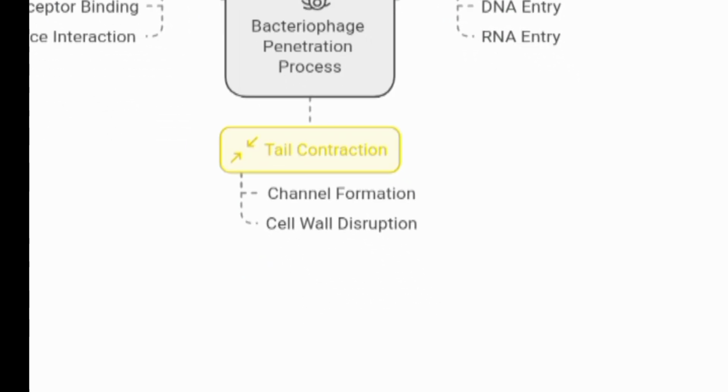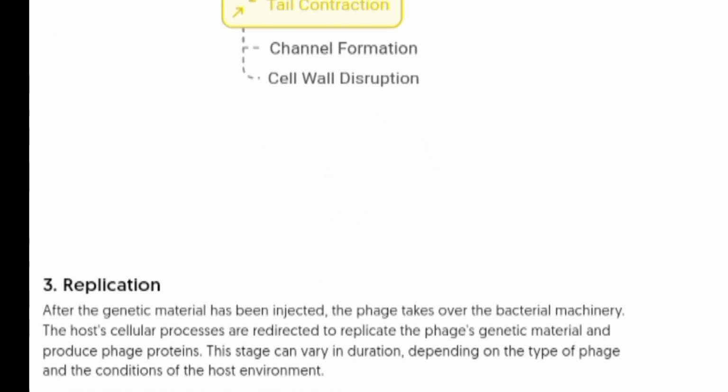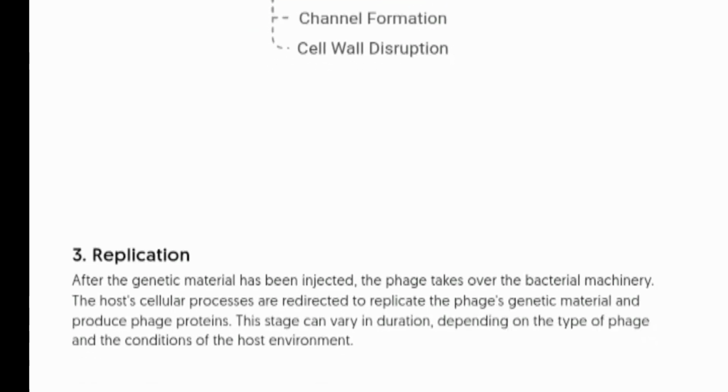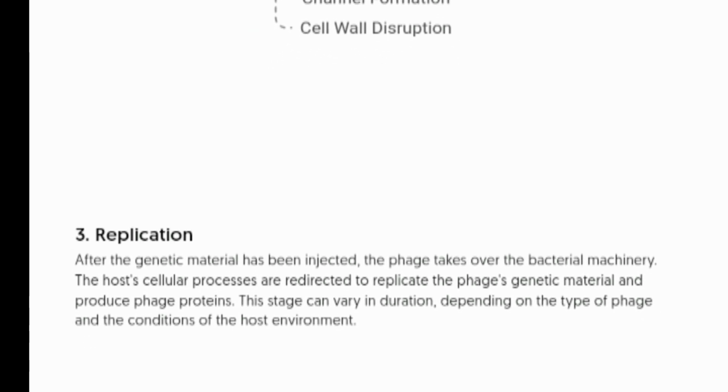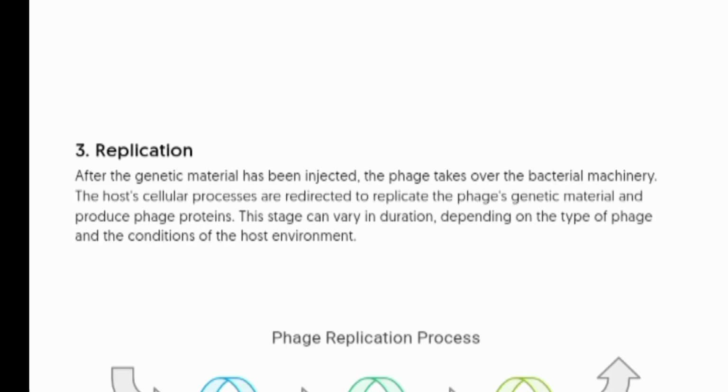Third stage is the replication. After the genetic material has been injected, the phage takes over the bacterial machinery. The host's cellular processes are redirected to replicate the phage's genetic material and produce phage proteins. This stage can vary in duration depending on the type of phage and the conditions of the host environment.